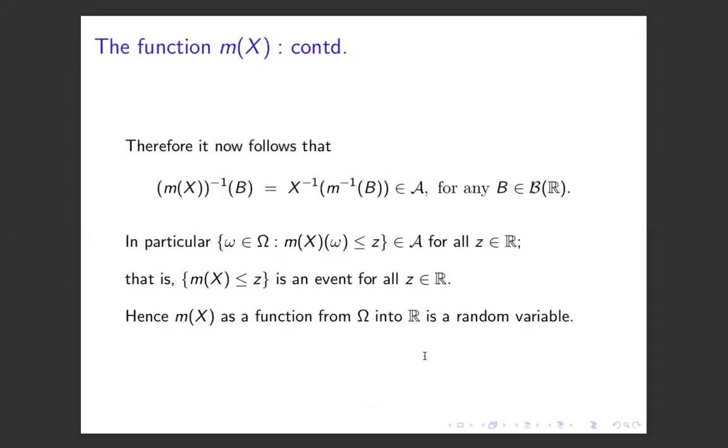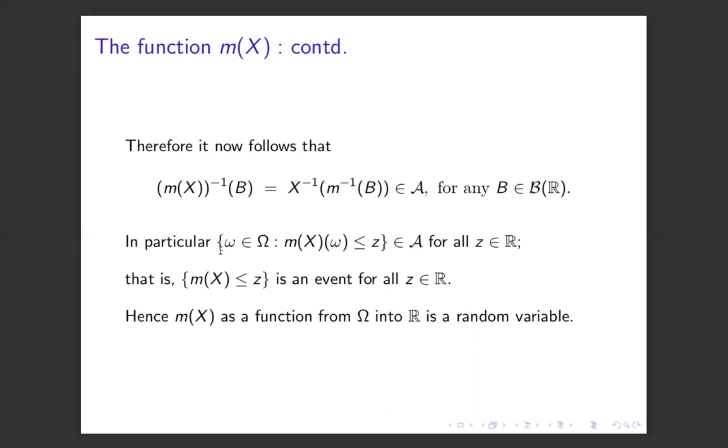So it now follows that the inverse image of B under the composition map mX is X inverse of m inverse B. And you can easily verify that this is an event for any Borel set B. So in particular, if you take B to be the interval minus infinity to z, closed at z, the set of all omega in capital Omega such that mX of omega is less than or equal to z is an event.